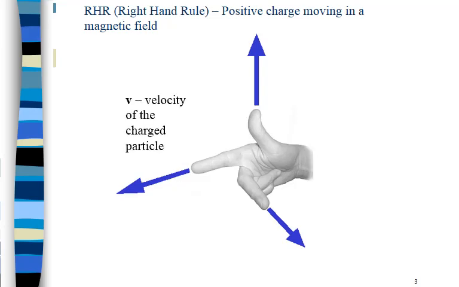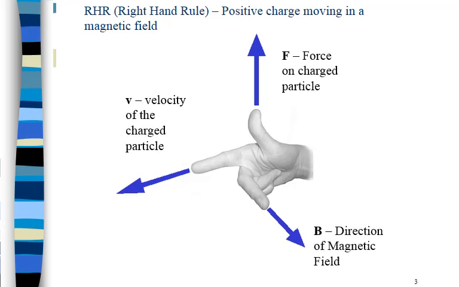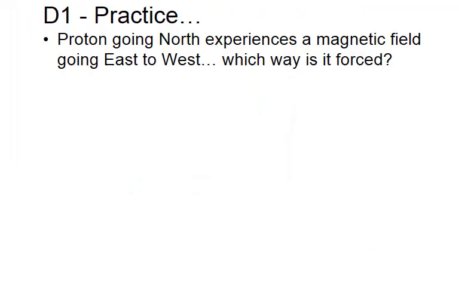Your thumb represents the force on a charged particle. Your pointer finger represents the velocity of a charged particle, and your middle finger represents the direction of the magnetic field that's being encountered. Now, these all three have to be at 90-degree angles. The force is at a 90-degree angle to the velocity, and the direction of the magnetic field is perpendicular to the velocity, and we can figure out the force on a charged object. To remember this, it's FVB: F for force, velocity, B for field.